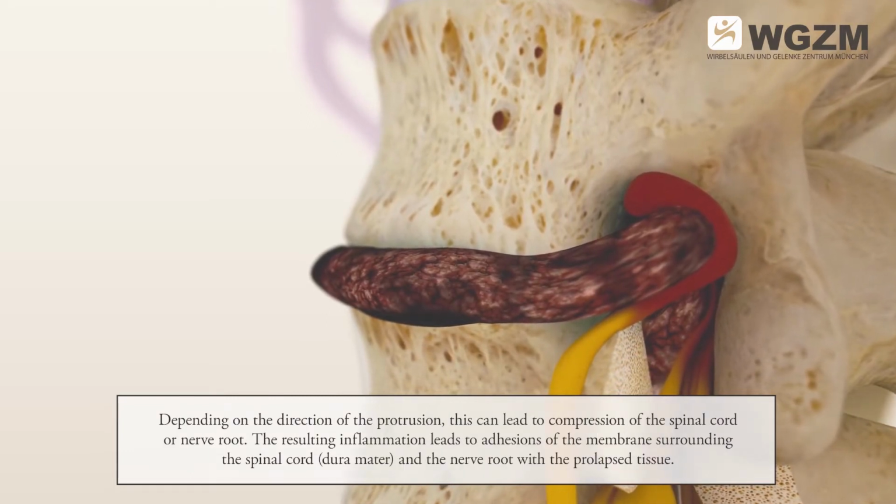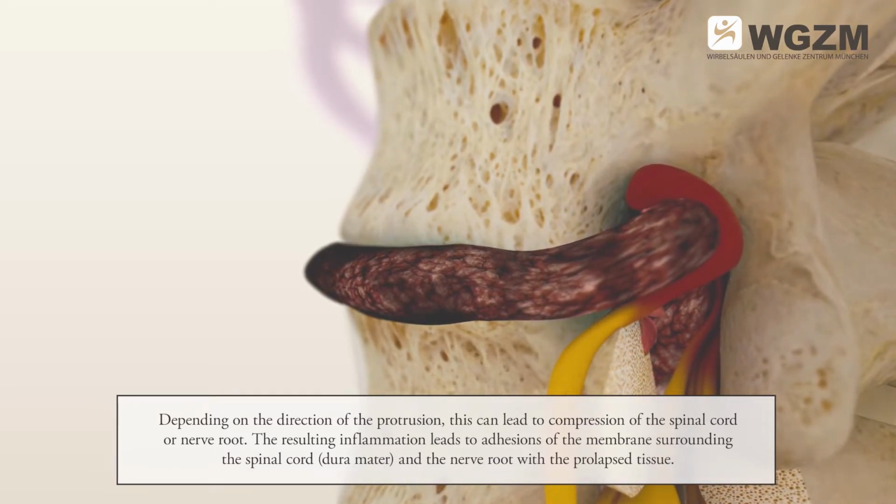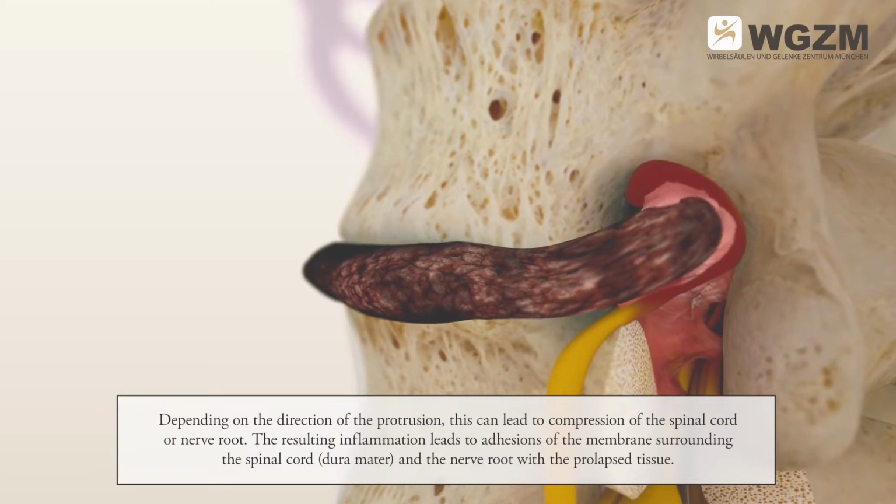Depending on the direction of the protrusion, this can lead to compression of the spinal cord or nerve root. The resulting inflammation leads to adhesions of the membrane surrounding the spinal cord, dura mater, and the nerve root with the prolapsed tissue.